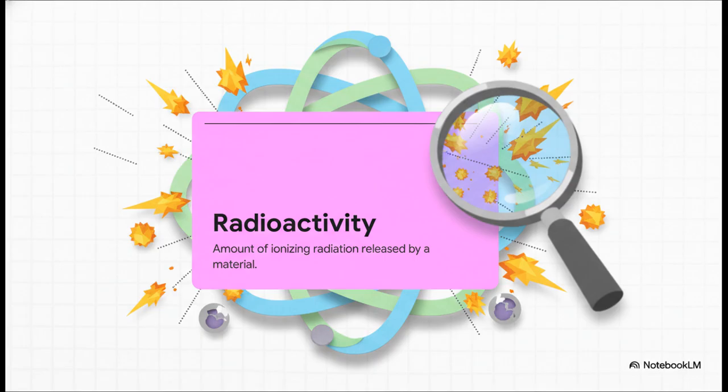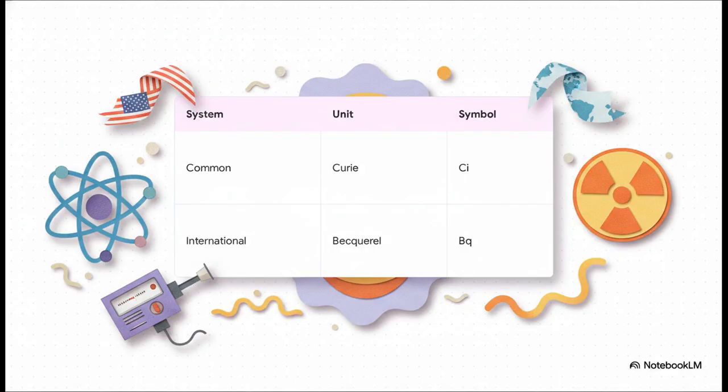You know, the kind with enough punch to knock electrons out of atoms, which is what gives it the potential to cause biological change. And to measure this, we use two main units: the curie, which is part of the common system you'll probably see more often in the US, and the becquerel, which is the international standard. But here's the key: they both measure the exact same thing, which is just the activity of the source.